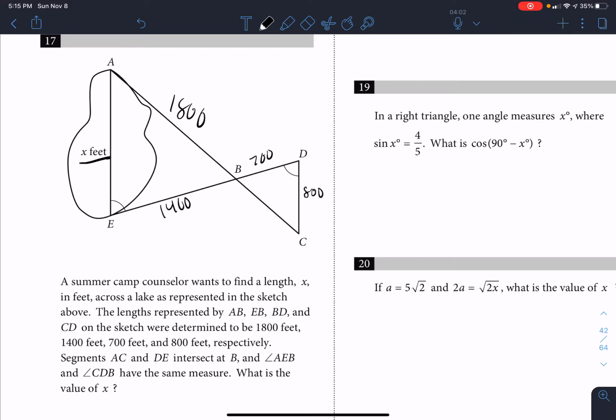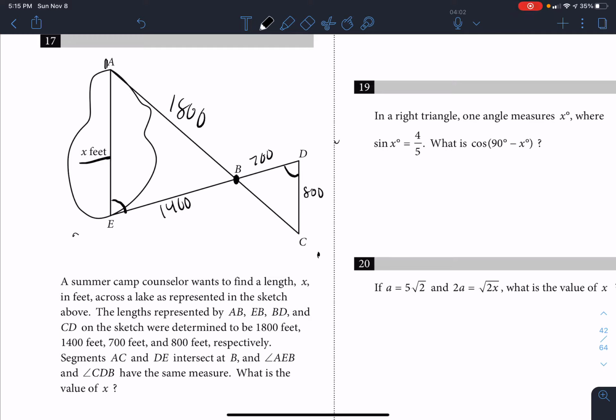Segments AC and DE intersected at B. That's our B intersect. And angle AEB and angle CDB have the same measure, illustrated by these angles here.